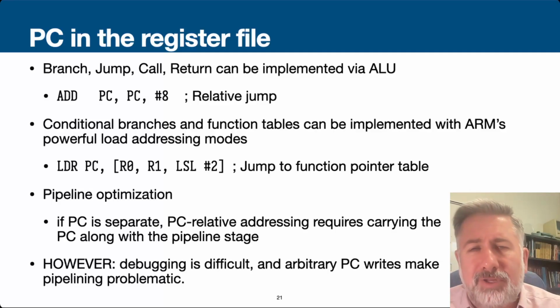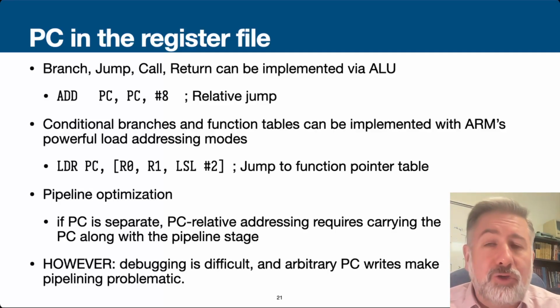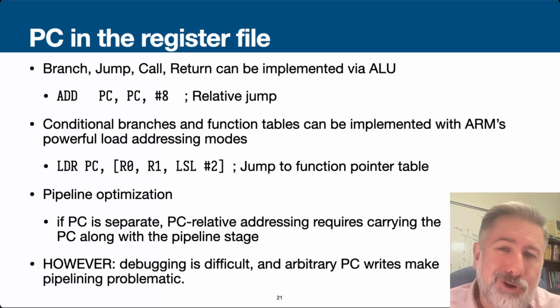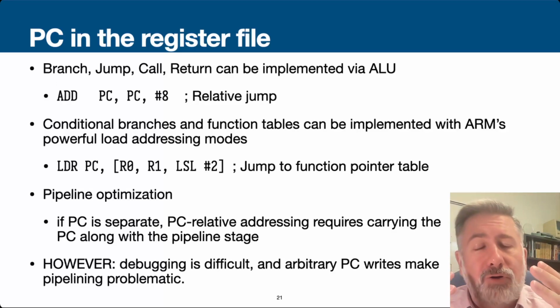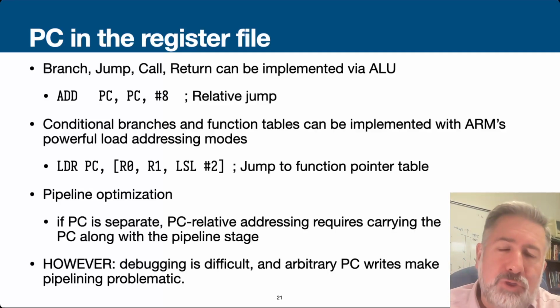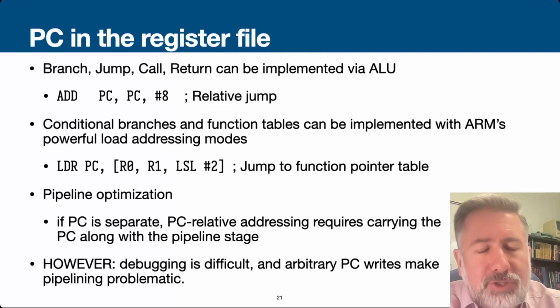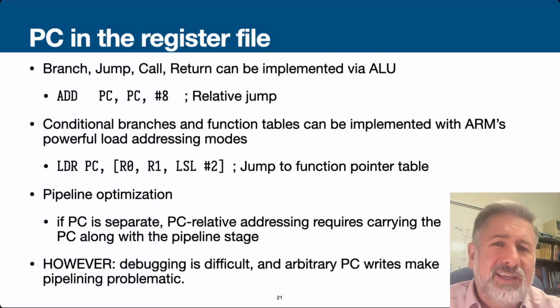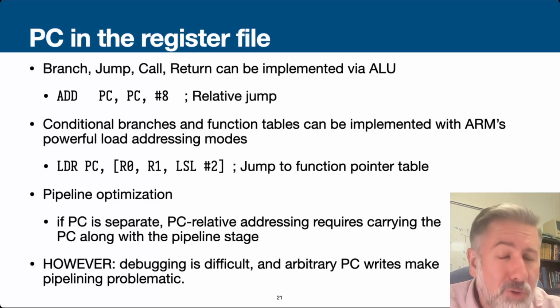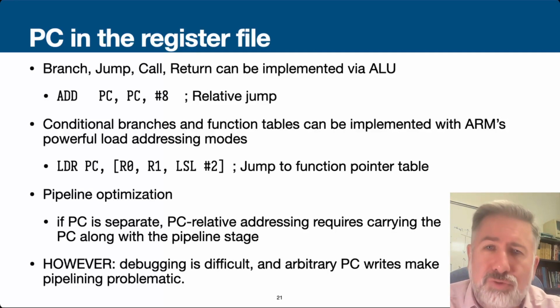The real problem is that it makes debugging incredibly problematic because you don't know if you're looking at the program counter now or the program counter back then. You don't know if some user code has changed the program counter on you. If you find yourself jumping to a different location than you think you're jumping, it can be very hard to track that down. So most assembly languages today do not implement the program counter as part of the register file.